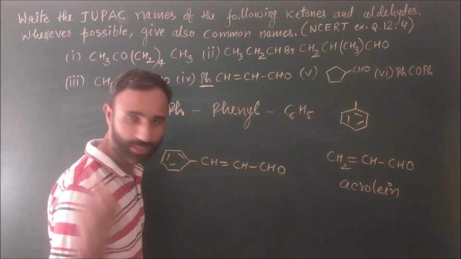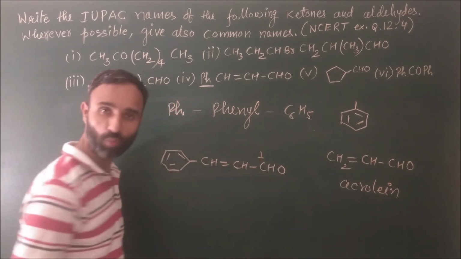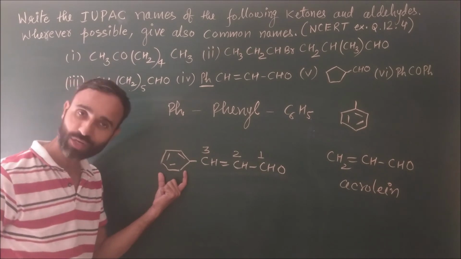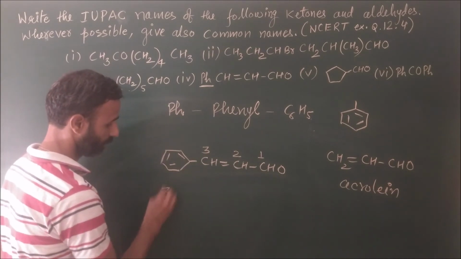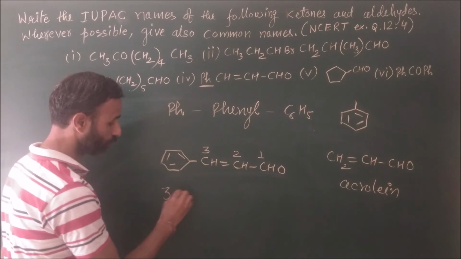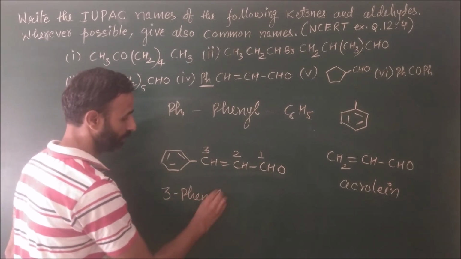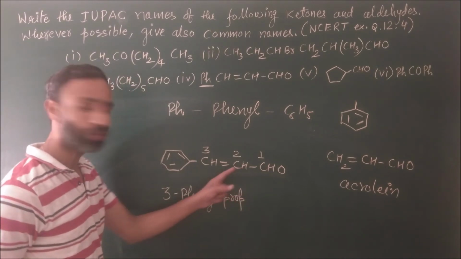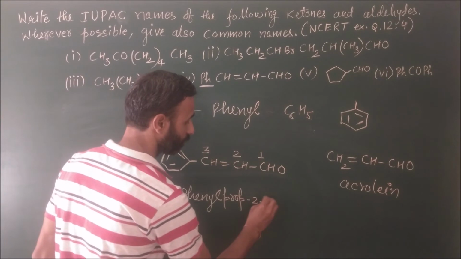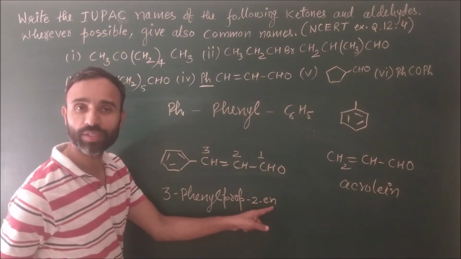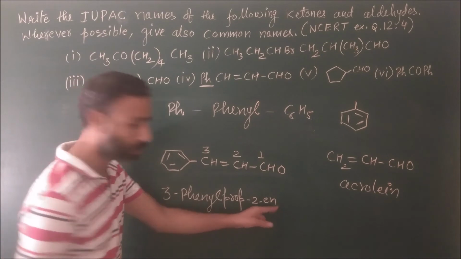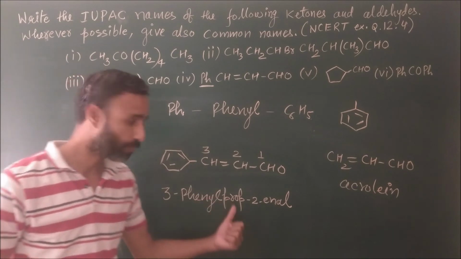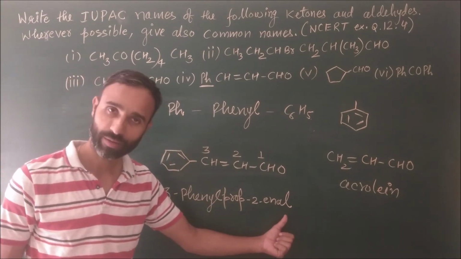Again the same rule, CHO will get number 1, 2, 3. At the third position there is a phenyl group, so it is a prefix, so 3-phenyl. Now the word root is prop. At position 2 there is ene, but the E of ene is replaced because next is al. So it is 3-phenylprop-2-enal.